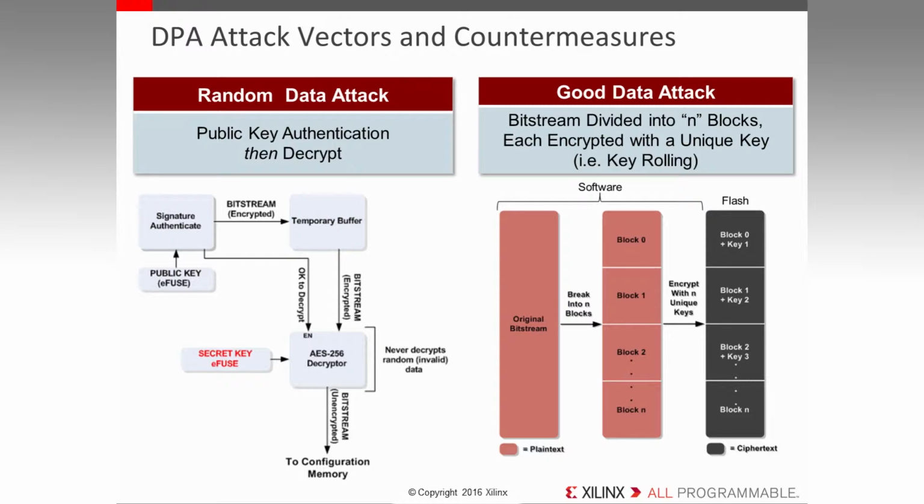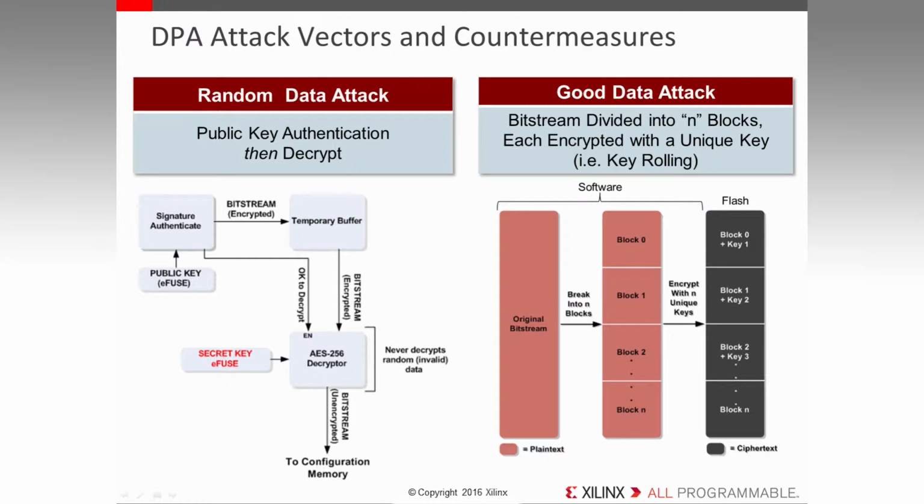DPA attacks generally come in two forms. The first is a random data attack, where the adversary pumps random data into the cryptographic system in order to collect enough side channel information to extract the secret, which in this case is the AES key. The AES key is, for practical purposes, unobservable where stored in eFuse, but signal processing on sufficient side channel information can potentially reveal the key value.